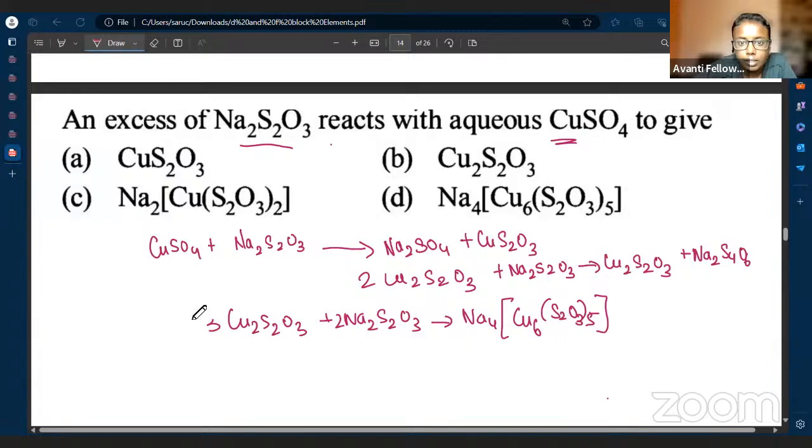Okay, so I'll just repeat this equation. Excess of Na2S2O3 reacts with CuSO4 together. I have written CuSO4 reacts with Na2S2O3. Now what happens is copper will take this S2O3 and Na2SO4 will take it out. Again, you're treating it with excess of Na2S2O3. You're taking the product and reacting it with Na2S2O3, so you'll be getting Na2S2O3.